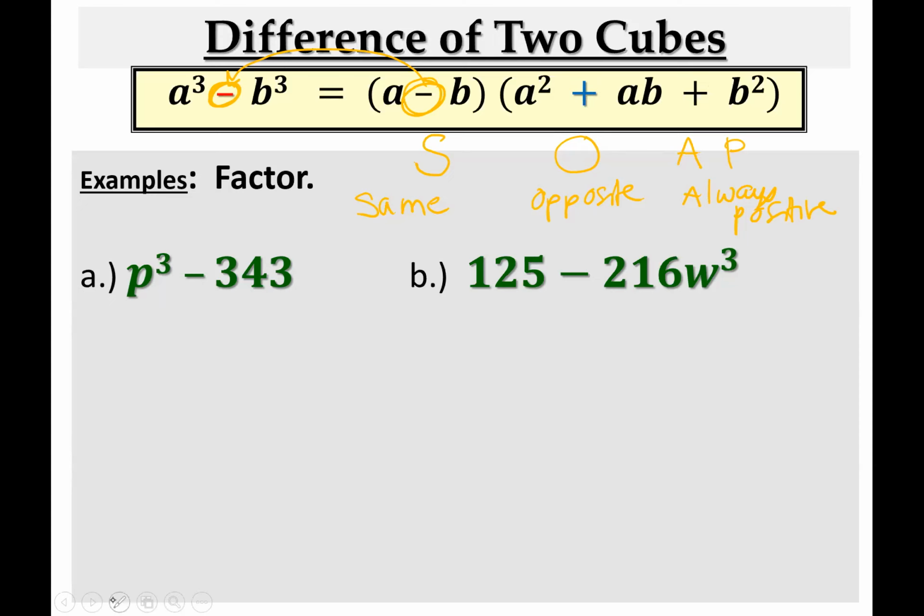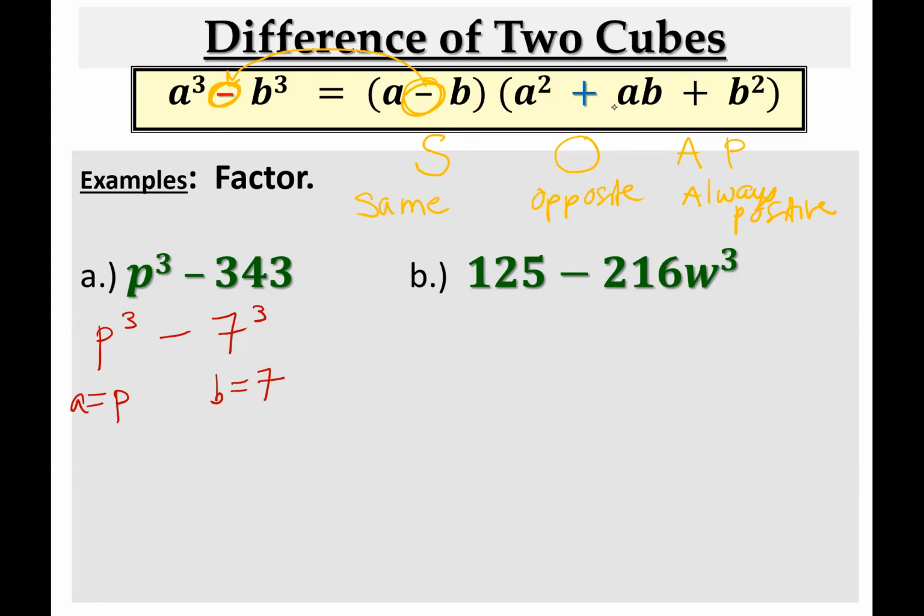All right, so let's take a look. We have two examples of difference of cubes. So the first one is p cubed minus 343. That might not be a familiar number to you, but if you go back to our list of perfect cubes, you would notice that 7 cubed is equal to 343. So I'm rewriting p cubed minus 7 cubed right below. This means that I will replace a with p in the formula, and I will replace b with 7.